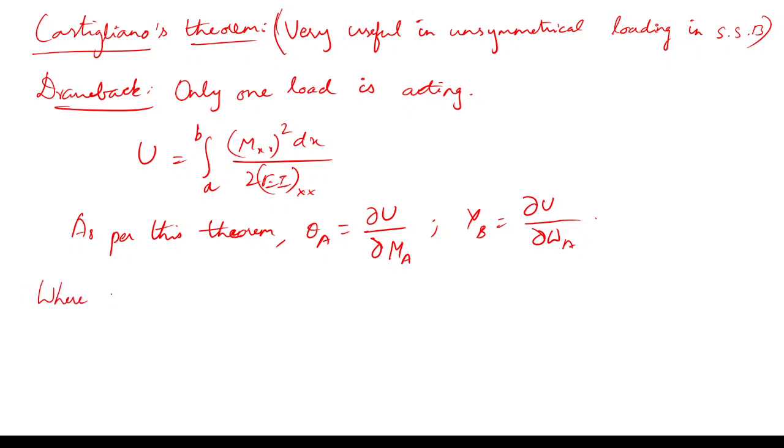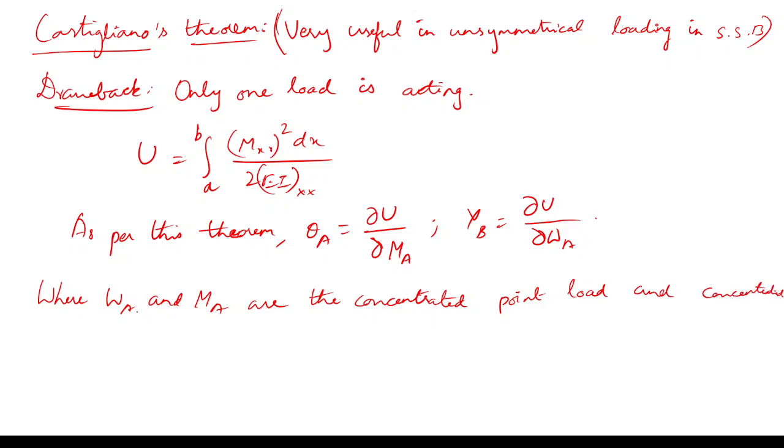where WA and MA are the concentrated point load and the concentrated moment acting at cross section A. Sorry about my handwriting. Is this fine or not?